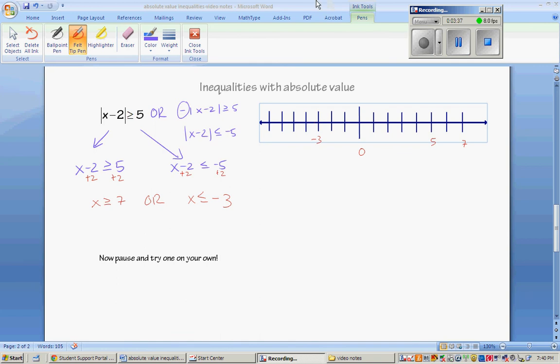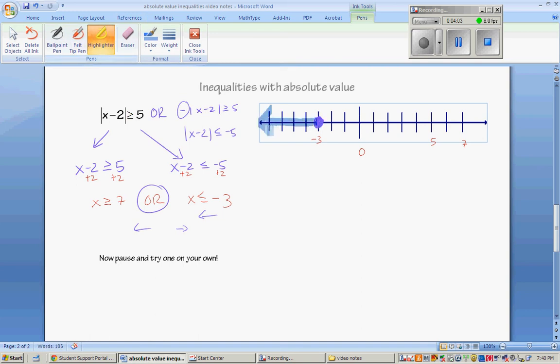Okay, you should have gotten that x is greater than 7 or x is less than or equal to negative 3. "Or" statements usually have the arrows going in opposite directions. So let's get these graphed. x is less than or equal to negative 3. Since it's equal to, we're going to color it in. And our arrow is going this way. Let's color in that direction.